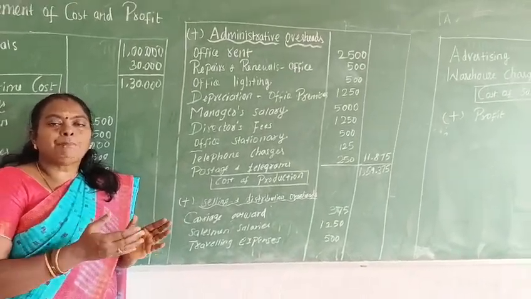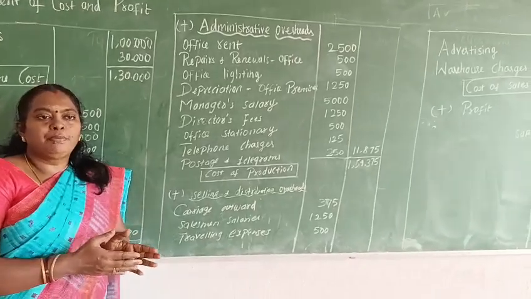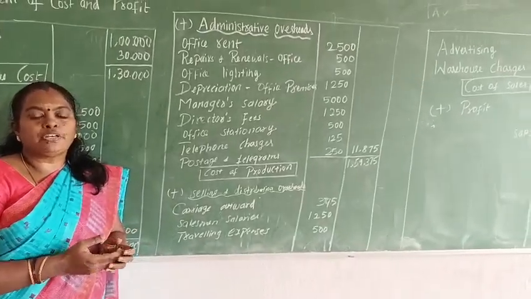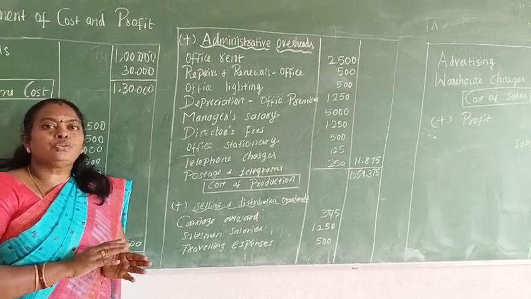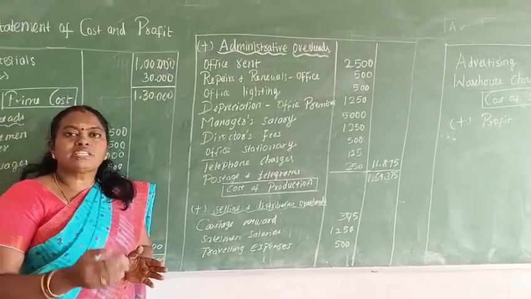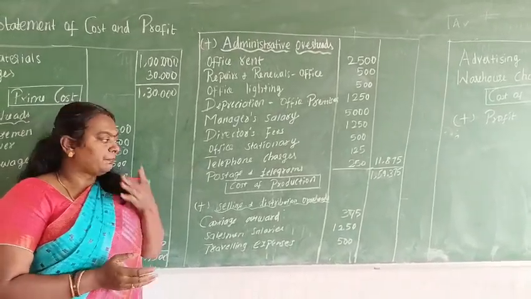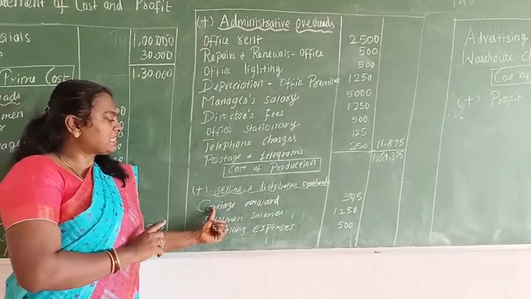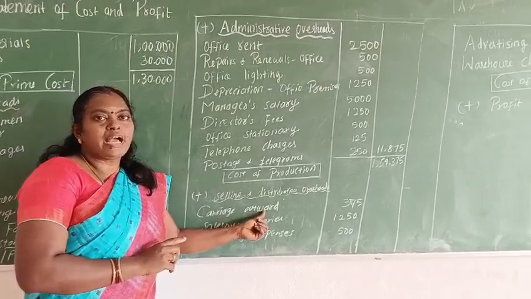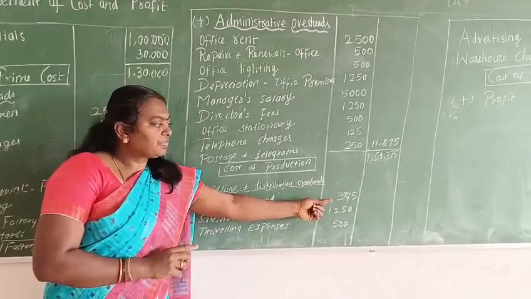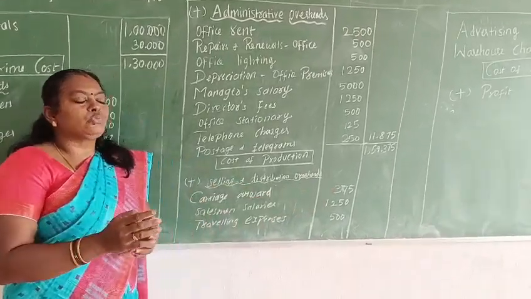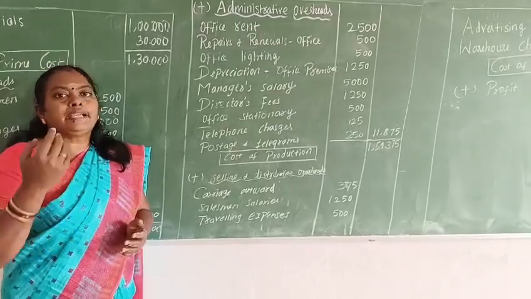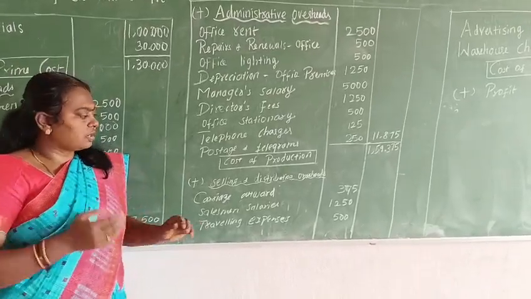We are not able to dump our products in our company itself because we are not able to get the profit. So after producing our product, we have to sell our products to the consumers. For that, the first expense is carriage outward, which is 375. Carriage outward means the product should be taken out from the factory to the consumer.